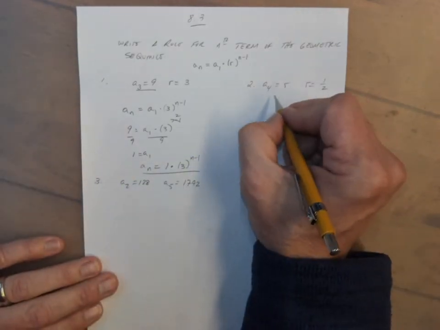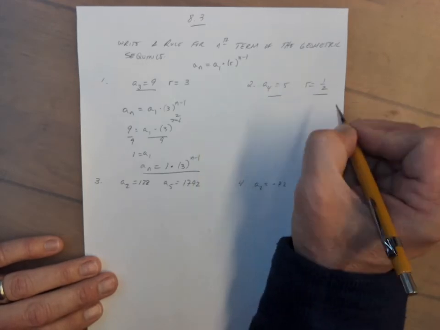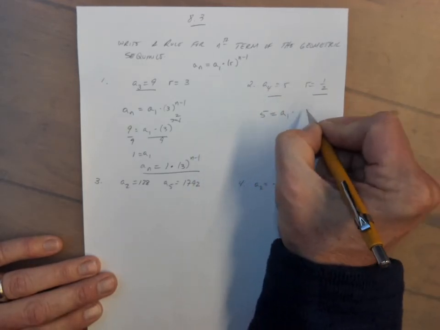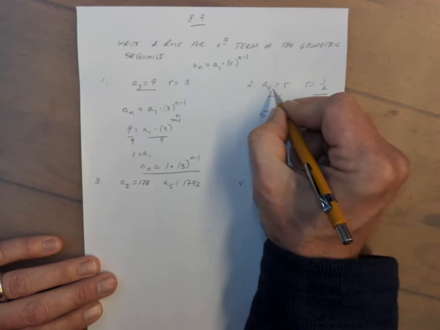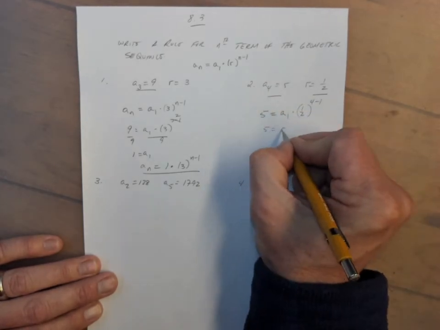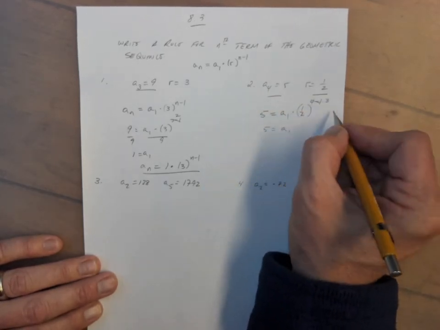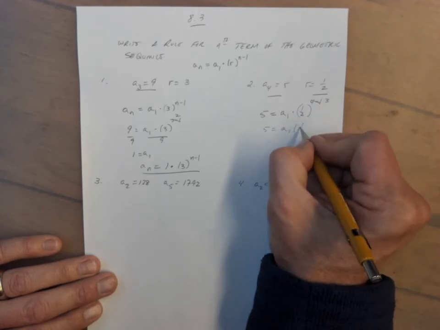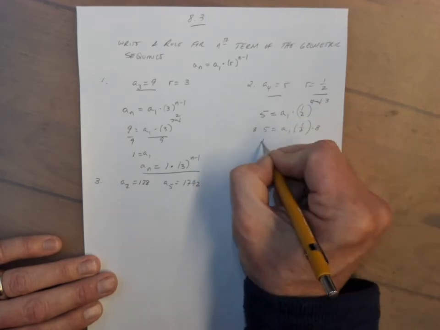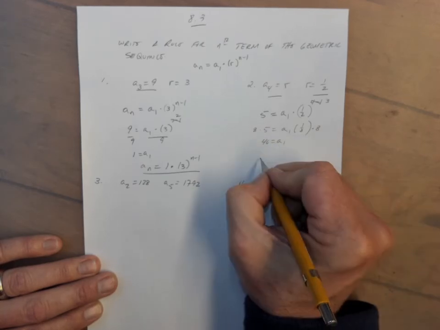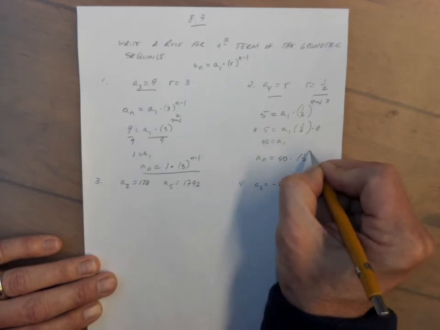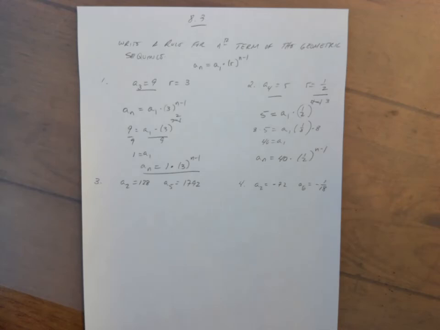All right, so I'm going to just jump into it here. Fourth term is 5. So I know 5 equals the first term times the common ratio raised to the n minus 1. So 5 equals the first term, that's 3. 1/2 cubed is 1/8. And when I multiply both sides by 8, our first term is 40. So our rule will be 40 times 1/2 raised to the n minus 1.